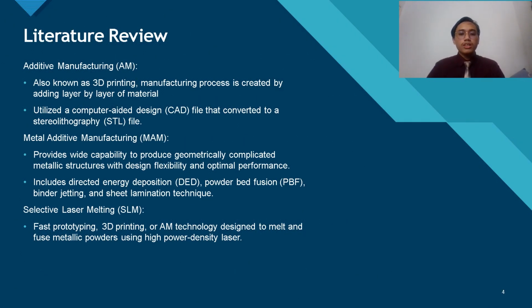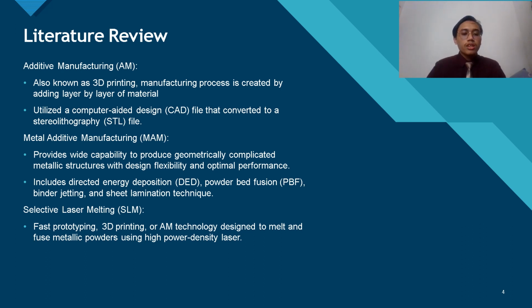Next is the literature review. First, additive manufacturing, also known as 3D printing, is a manufacturing process created by adding material layer by layer. It also utilizes a computer-aided design CAD file that is converted to a stereolithography STL file. Next is metal additive manufacturing, MAM, which provides wide capability to produce geometrically complicated metallic structures with design flexibility and optimal performance.